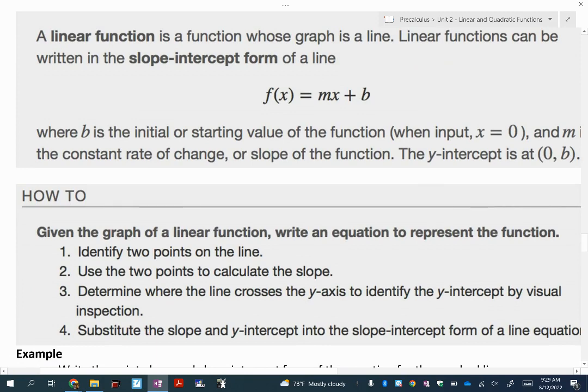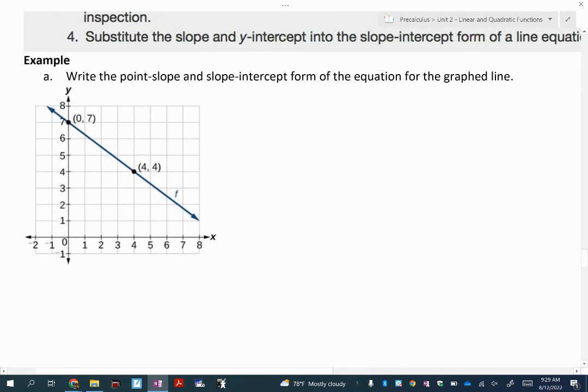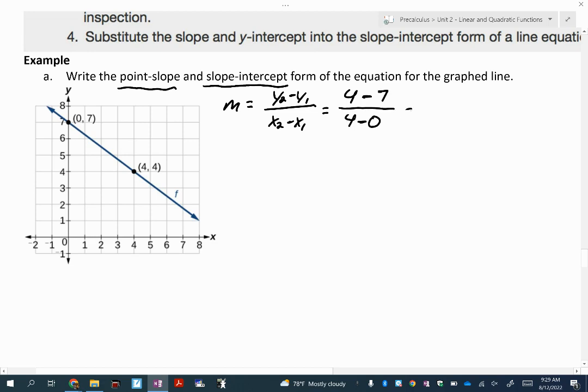Already talked about slope intercept form. All right, so let's use our understanding of that to write this function 2 ways, one in point slope form and the other in slope intercept form. So I'm going to start with point slope form, which I need a point, I see 2 of them, and I need a slope. So let's find the slope, the change in y over the change in x. So I'm going to do my 4 minus 7, which is my change in y's, over 4 minus 0. That's going to be negative 3/4.